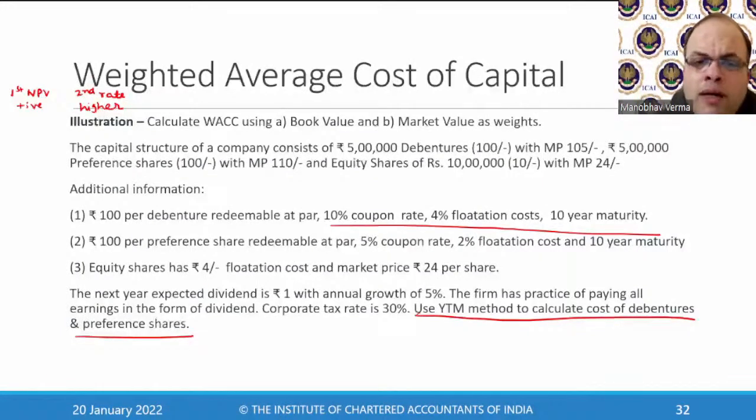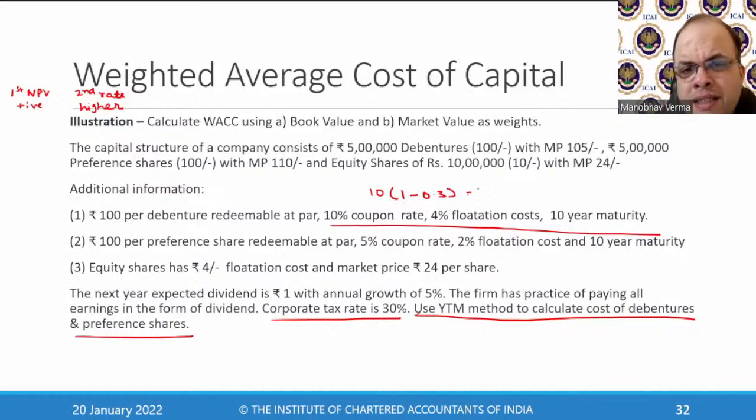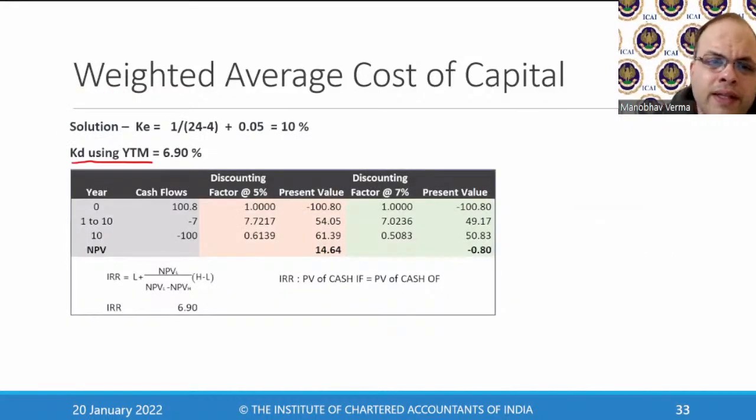And are we talking about any tax rate? Yes, we are. So corporate tax is 30%. So that means my net interest will be 10 into 1 minus 0.3. So that means 7. Net interest cost would be 7 here. And that's what we are considering here. 7.